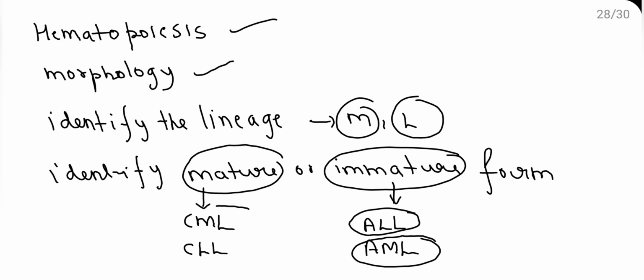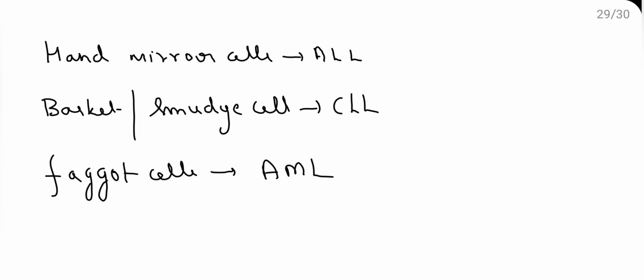If you are seeing the whole series of cells with more of mature cells, then it is chronic leukemia, either chronic myeloid leukemia or chronic lymphoid leukemia. And the hand mirror cells, you will see in ALL, basket or smudge cells you will see in CLL, and faggot cells you will see in AML.